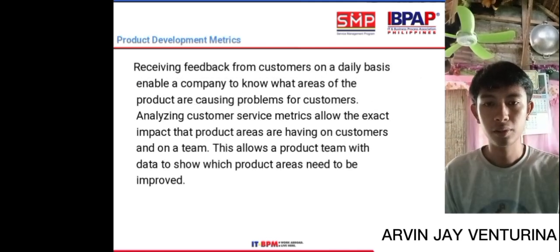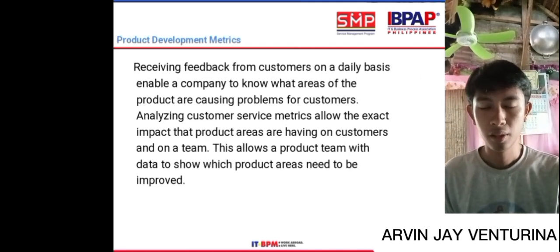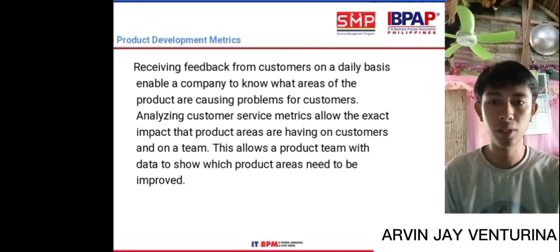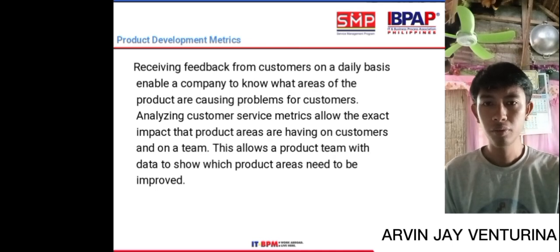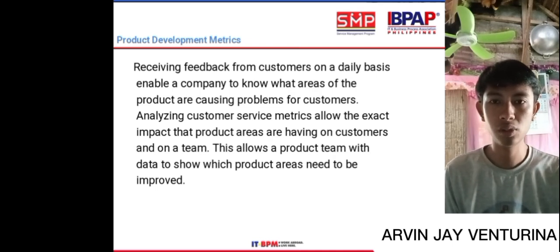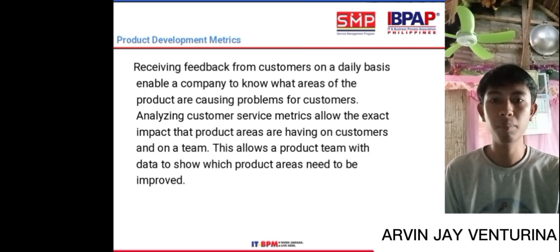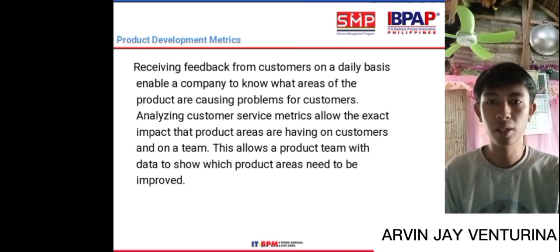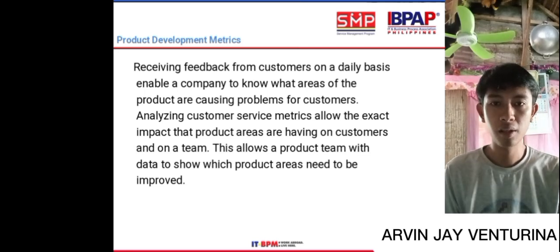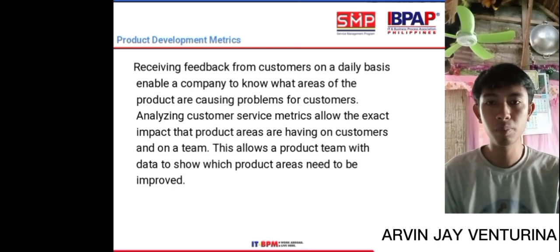Product development metrics. Using customer feedback for improvement. The text describes how a company can use daily customer feedback and customer service metrics to identify and improve problematic areas within its products. Regular feedback helps pinpoint specific product issues affecting customers. Analyzing service metrics provides a precise understanding of the impact these issues have on both customers and the company's teams. This data-driven approach enables the product team to focus improvement efforts on the most critical areas.